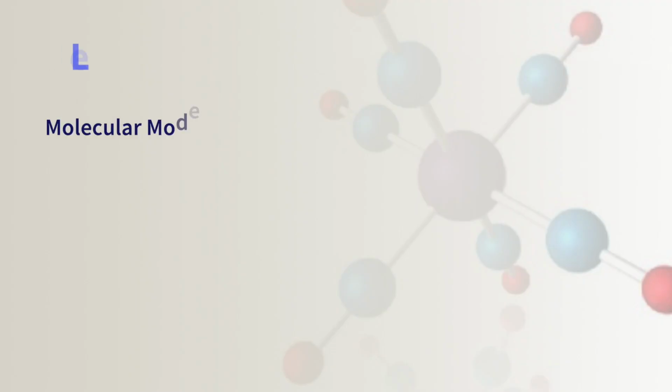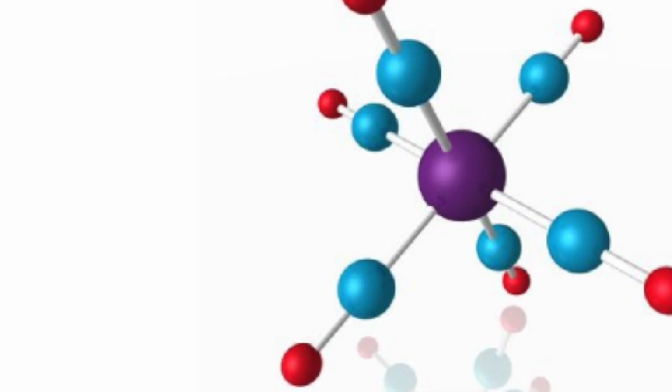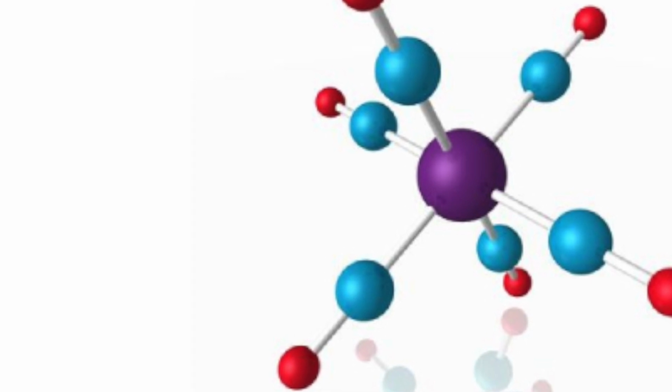For instance, think of water. It's made up of two hydrogen atoms and one oxygen atom. By arranging these atoms according to what the water structure looks like, you can easily see the structural parts of a molecule. Atoms are like tiny puzzle pieces that make up everything around us. Models of atoms and molecules help us see how they bond and interact. For example, building a molecular model of the DNA double helix structure shows how genes carry information.